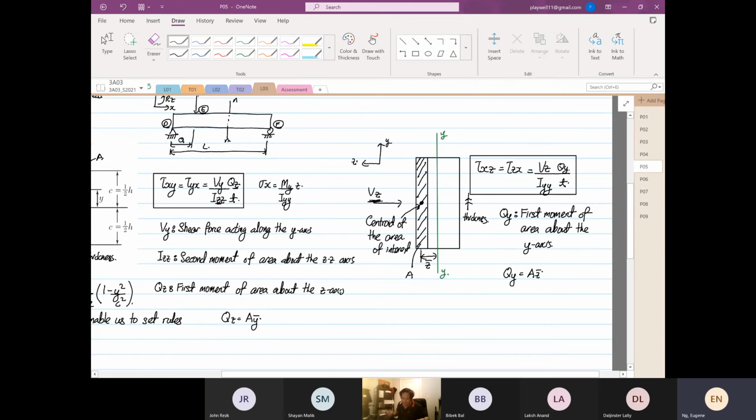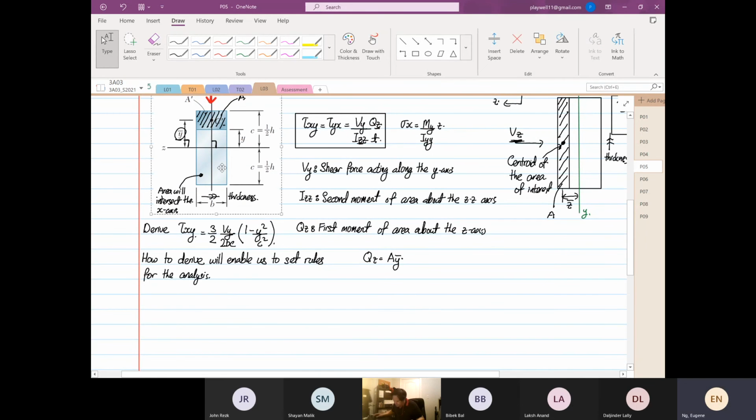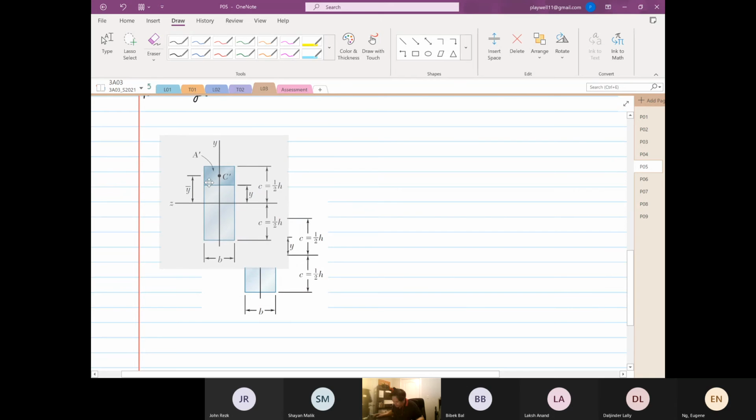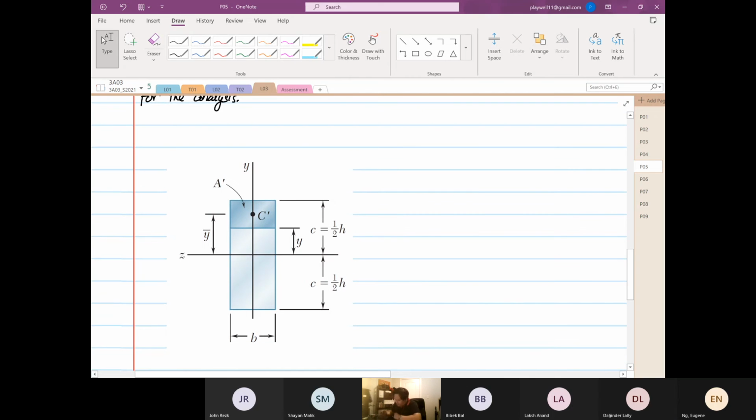I want to highlight this. Now we go back to just the shear force coming from the y-axis, from the top. I'm going to copy the diagram again. So the shear force is coming down from the top, right? So this is our Vy.